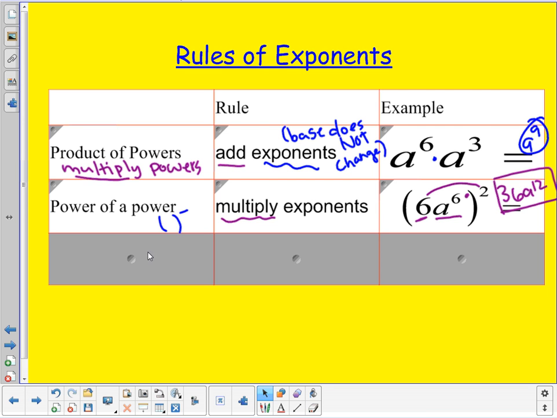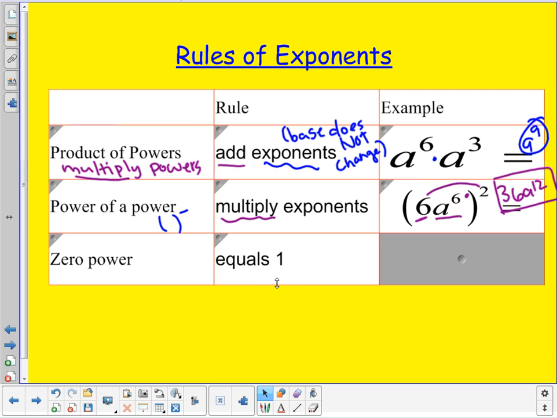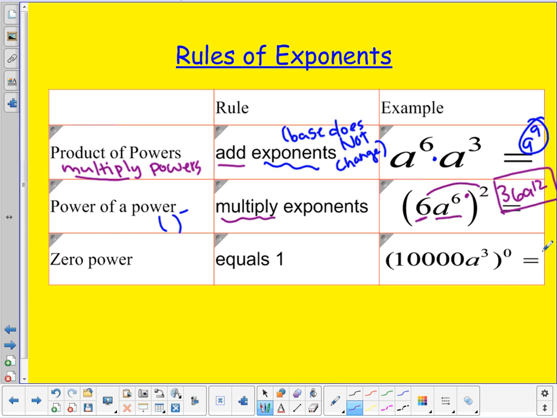And then the other power that we're going to talk about today, this is a pretty simple one. Anything that's raised to the 0 power is equal to 1. So I could have something that looks entirely like this: 10,000 times a to the third, all being raised to the 0 power. This whole thing is just equal to 1.